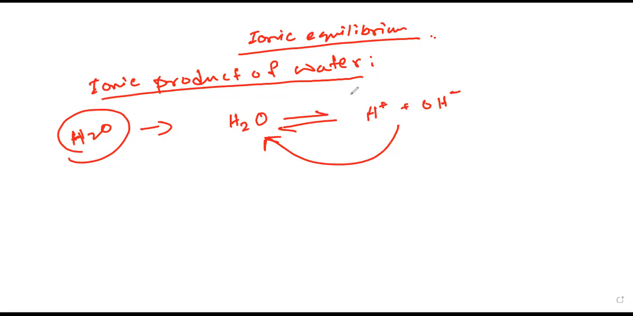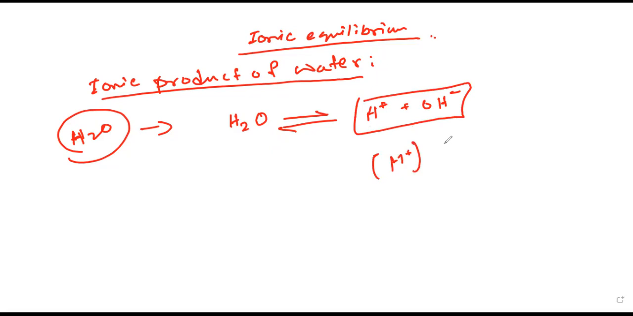Now, if we describe the concentration of the products, the product of the concentration of H plus and OH minus is known as the ionic product of water. At the same time, this should be at a specific, particular temperature.